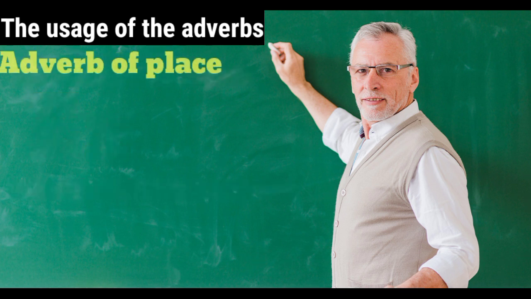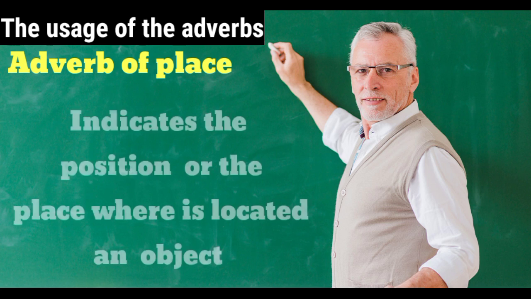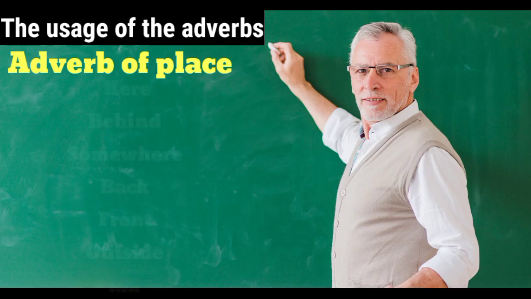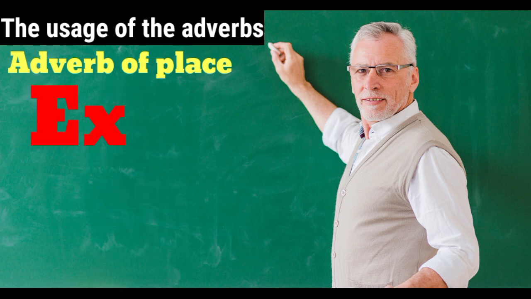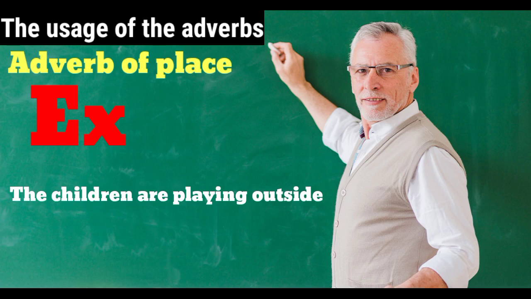Adverb of place. Adverb of place indicates the position or the place where an object is located. Let's see some adverbs of place. Here, behind, somewhere, back, front, outside. Example: the children are playing outside.